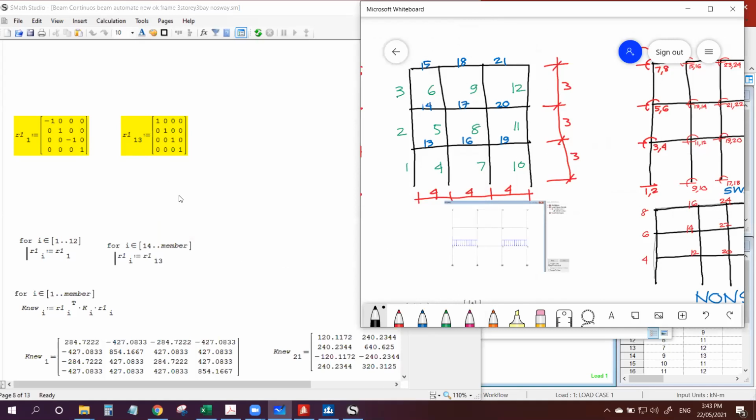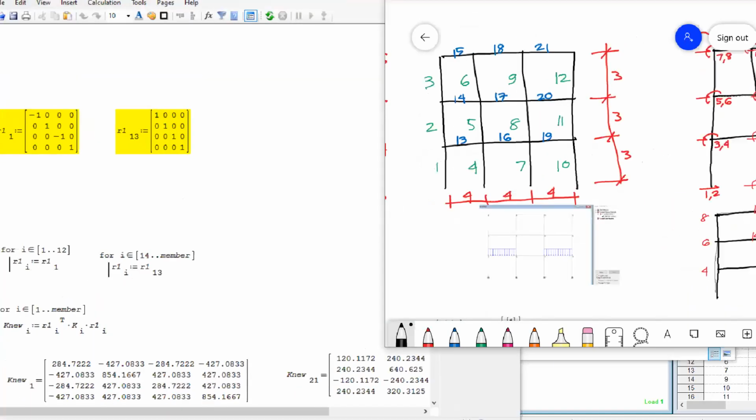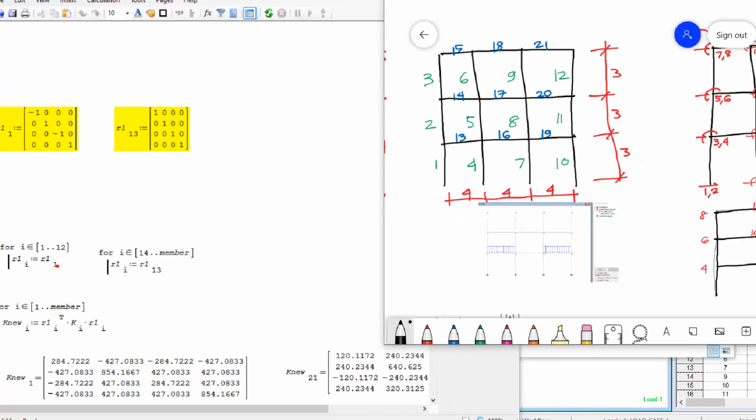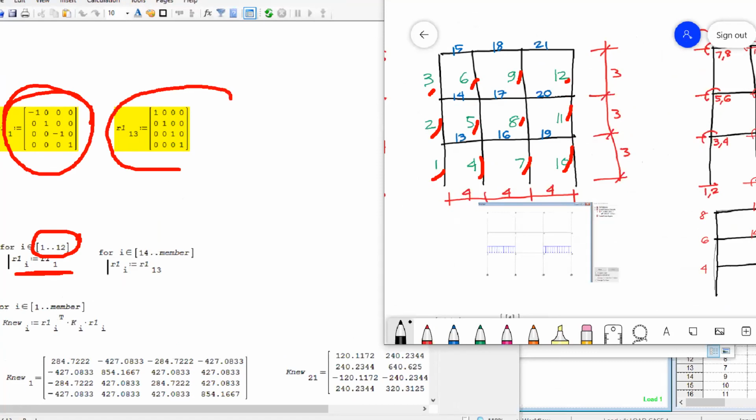Yeah. So you see, I only applied this transformation matrix from member 1 to 12. Here. And member 1, 2, 3, 4, 5, 6, 7, 8, 9, 10, 11, 12, because they are all columns. Okay? Then I applied this transformation matrix to all the girders, horizontal members.